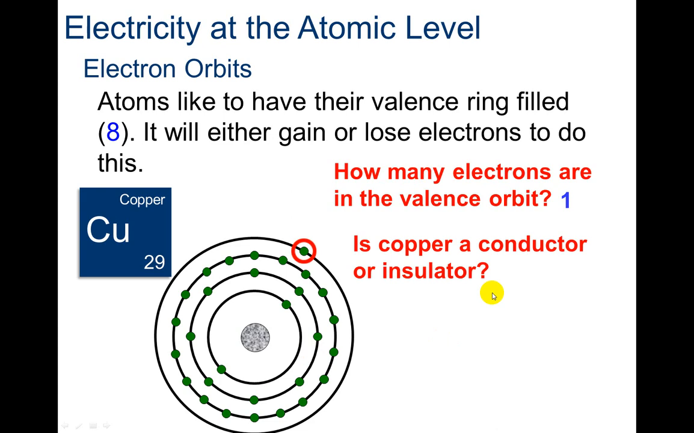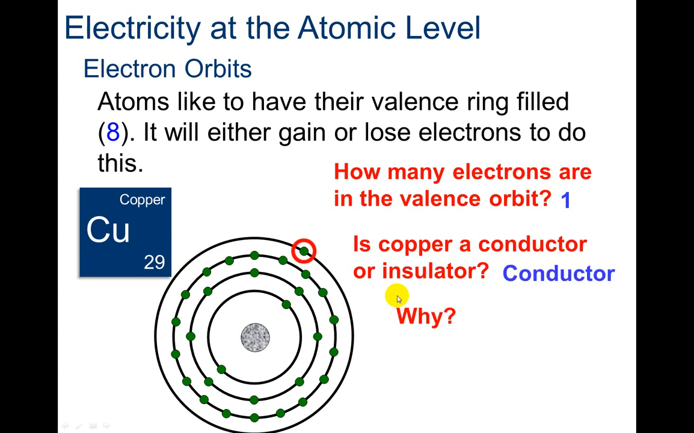Right, so is copper a conductor or an insulator? I guess it really should show you before that a conductor is going to move its electrons. This copper wants to lose an electron, so it wants to release it so it can have a full outer shell. All right, so that would make it a good conductor.